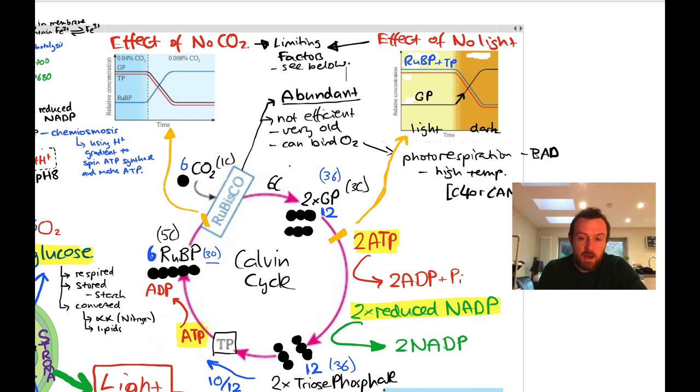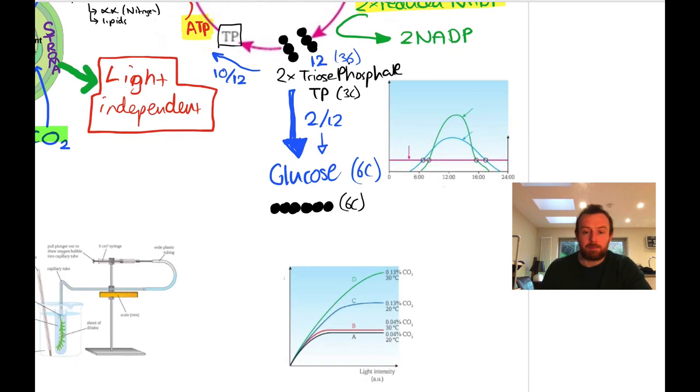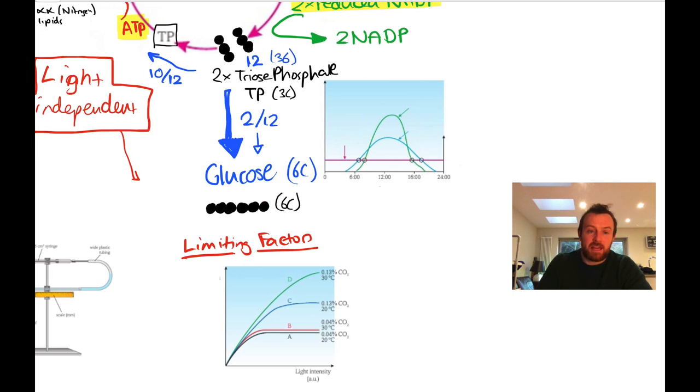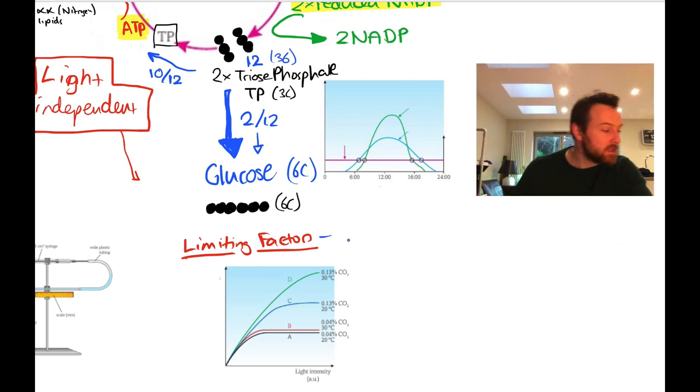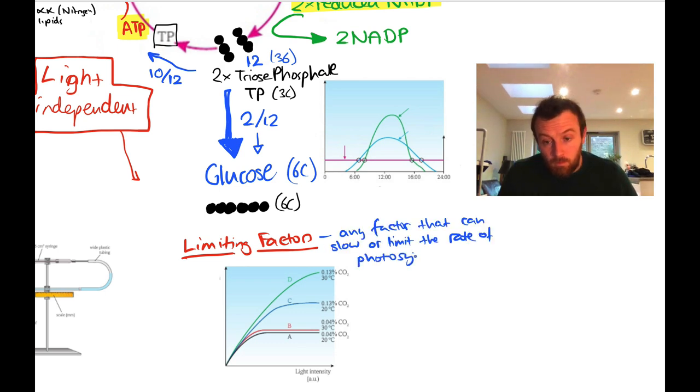Okay, we're really almost there. Let's talk about limiting factors. So a limiting factor is any factor that can slow or limit the rate of photosynthesis. And we've got a few different ones. For example, CO2 can limit the rate of photosynthesis. Light intensity can limit the rate of photosynthesis. And temperature.